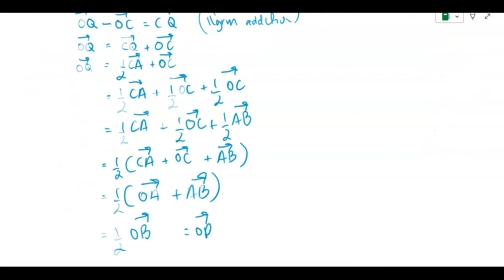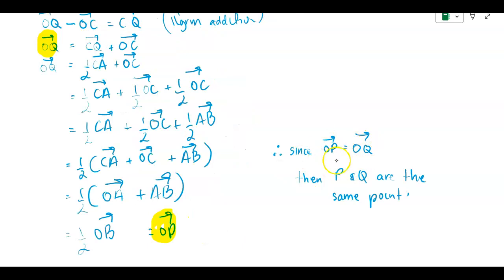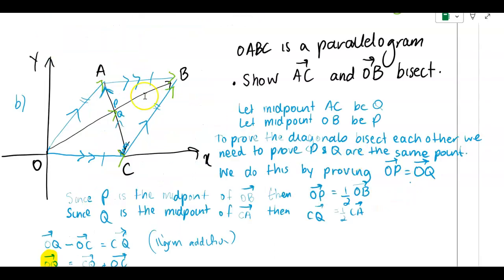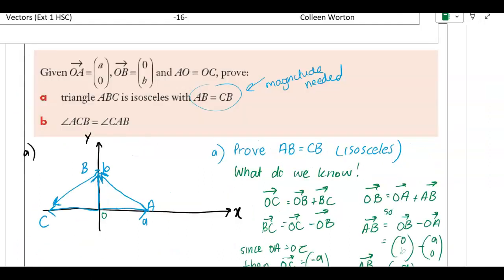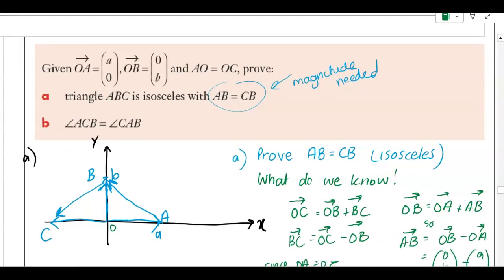So remembering what we've done, we've started with OQ and we've worked down to OP. So we've shown that OP is equal to OQ. So since OP is equal to OQ, our vectors, then P and Q are the same point. Therefore, we have actually solved what we were after at the start, which was showing that AC and OB bisect each other. Okay, scroll down to the next page and we'll have a look at the next proof.